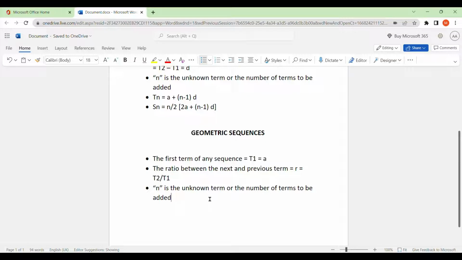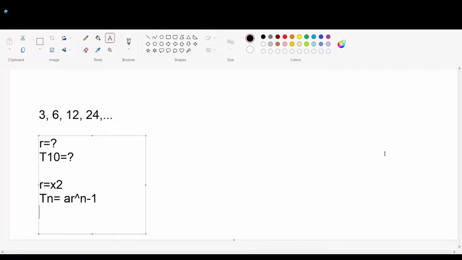Now the nth term formula is Tn is equal to a times r to the power n minus 1, where a is the first term, r is the common ratio, to the power n minus 1. For example, there is this geometric sequence, and they're asking for the common ratio. The common ratio is the second term divided by the first term. So 6 divided by 3, and it turns out to be times 2, which is the common ratio.